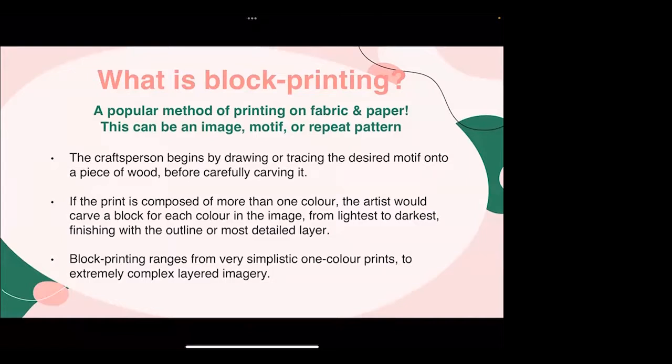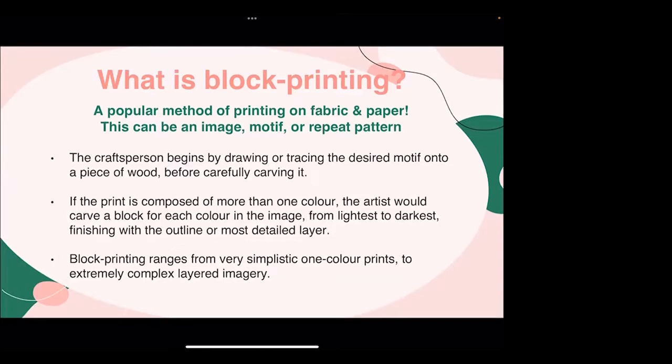Block printing is a very popular way of printing on fabric and paper. This can be an image, like a static image, a motif, or a repeat pattern with lots of elements. The craftsperson would begin by drawing or tracing their motif onto a piece of wood before carefully carving it. If the print is composed of multiple colors, the artist would carve a block for each color in the image from lightest to darkest, finishing with the outline or most detailed layer. Block printing ranges from very simplistic one-color prints to extremely complex layered imagery.